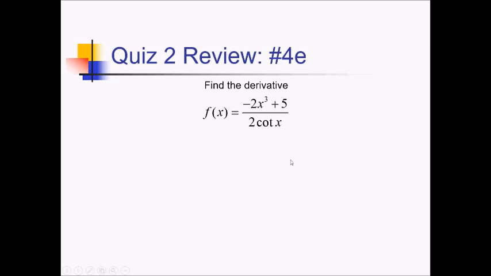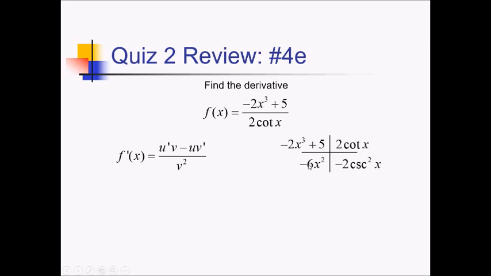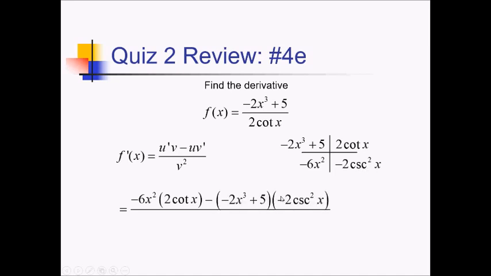For this derivative, we will need the quotient rule, u prime v minus uv prime over v squared. For my box, in the upper left numerator, we've got negative 2x cubed plus 5, and our denominator, 2 cotan of x. Derivatives, we've got negative 6x squared and this will be negative 2 cosecant squared of x. Putting it together with the ribbon, we've got negative 6x squared times 2 cotan of x, that's the u prime v part, minus parentheses negative 2x cubed plus 5 times negative 2 cosecant squared of x, that's a mouthful. And then finally our v squared, that's going to be 2 cotan of x quantity squared.